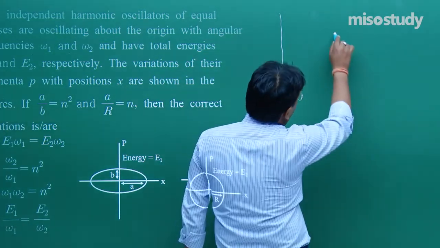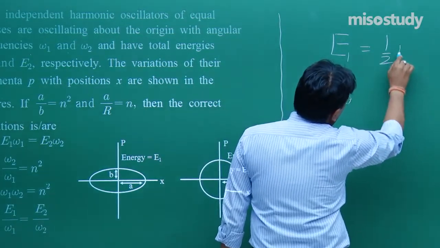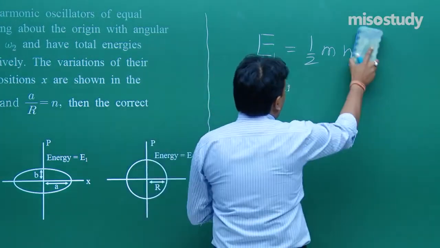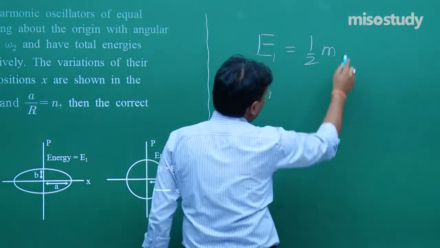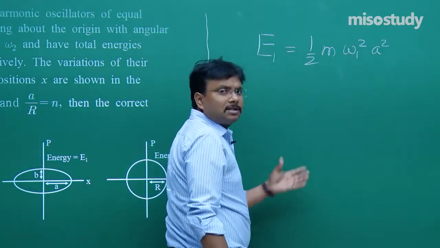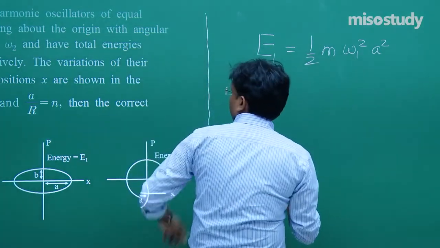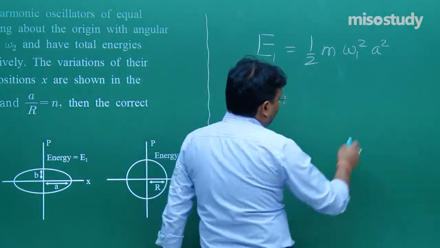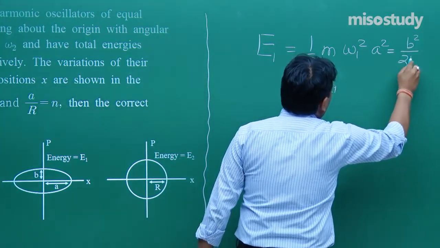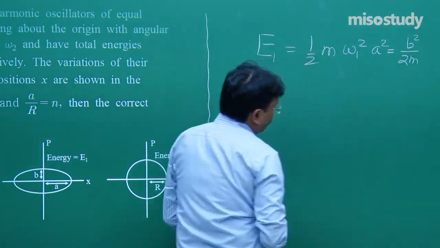So what exactly is the situation? E1 is equal to half m omega 1 square a square. Just some time back we mentioned this formula, and it is given in the problem as b square upon 2m. We can write it like this. Say this is equation number 1.